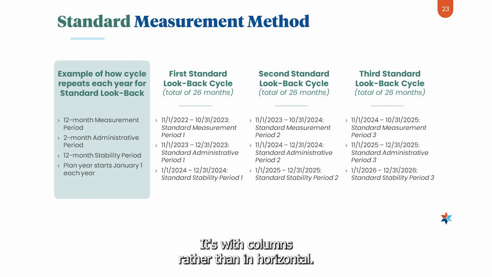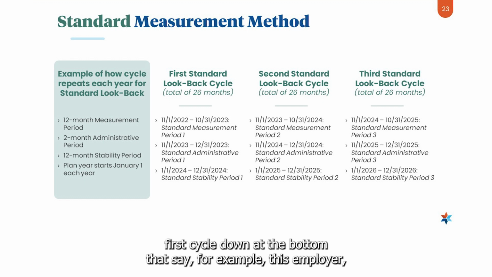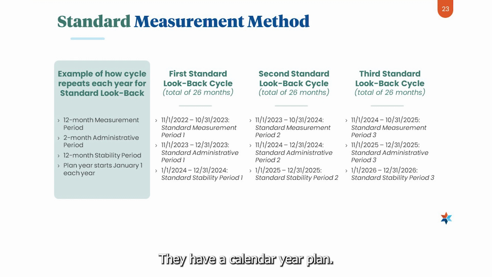Just to really bring this message home, I've got another way of showing the cycles here. It's with columns rather than horizontal. We've got 3 cycles this time, and you can see if you look at that first cycle down at the bottom, let's say, for example, this employer, the first time that they were considered large is in 2024. They have a calendar year plan. So their first standard stability period would start on January 1st, 2024.